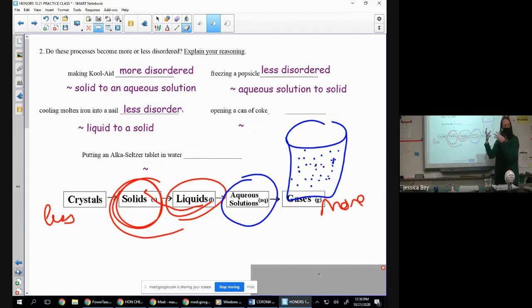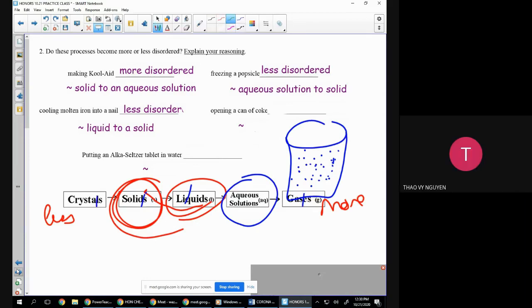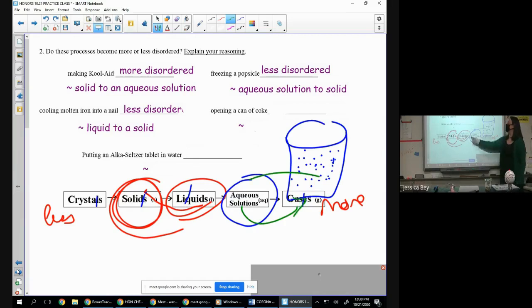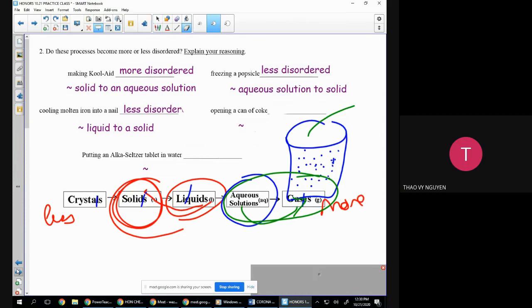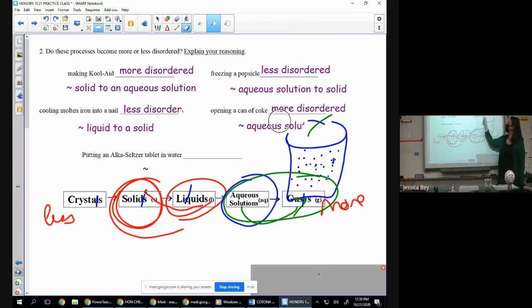When you open it up, you hear this opening sound. What do you think that is coming out? Liquid, solids, crystals, or do you think that's a gas coming out? It's a gas. So what is happening to my entropy when I open that can of pop? I'm sorry, what's happening to the disorder? More disorder. Perfect.